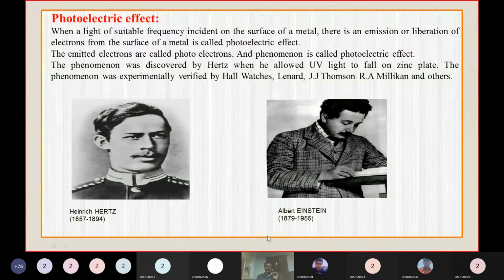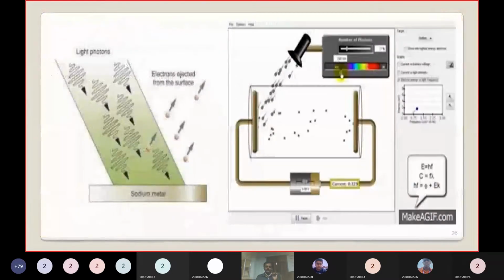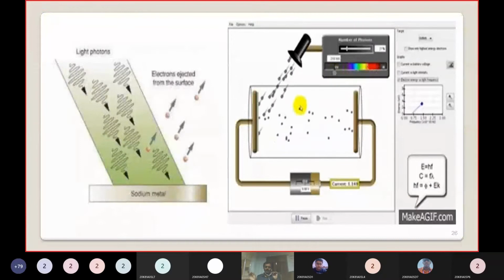And yes, Einstein. So, what is the role of Einstein here? He explained the photoelectric effect by using an equation. So that is the introduction and definition of the photoelectric effect. Now coming to the working phenomenon.